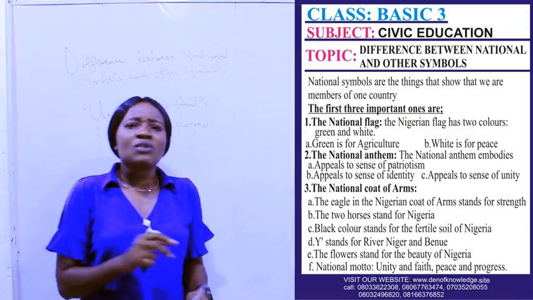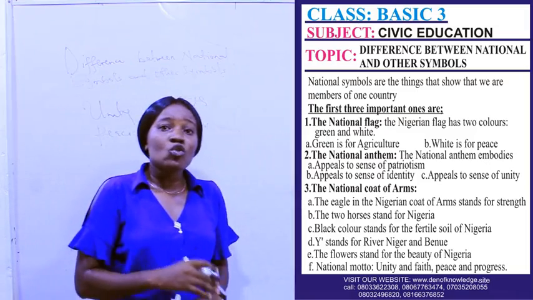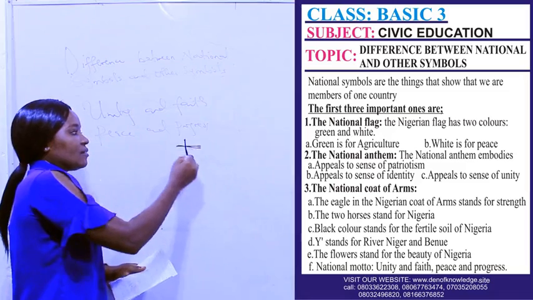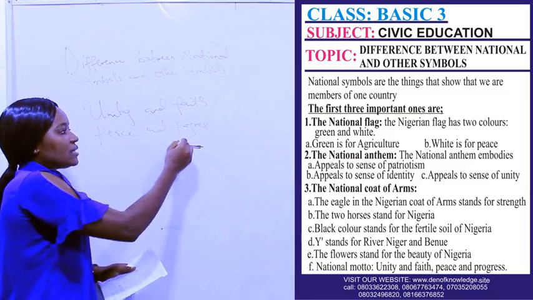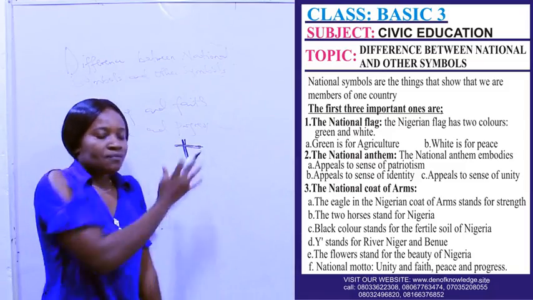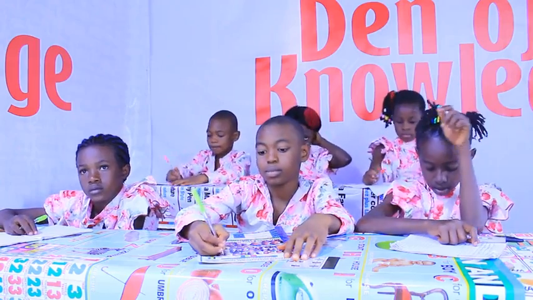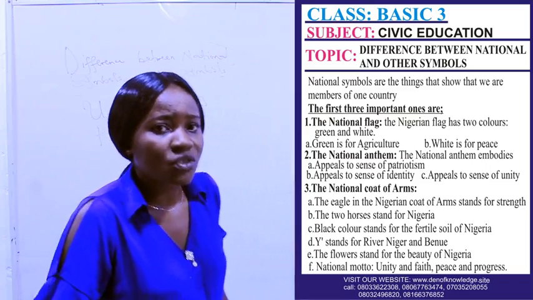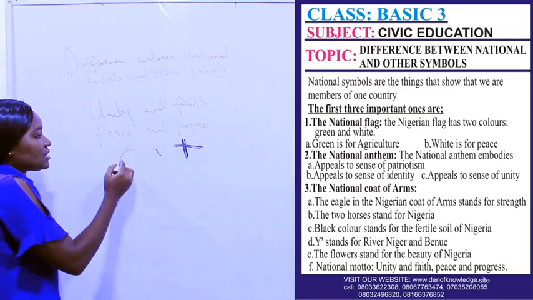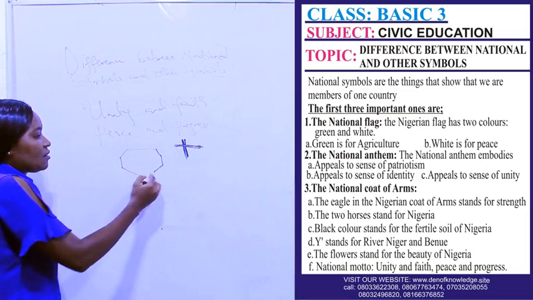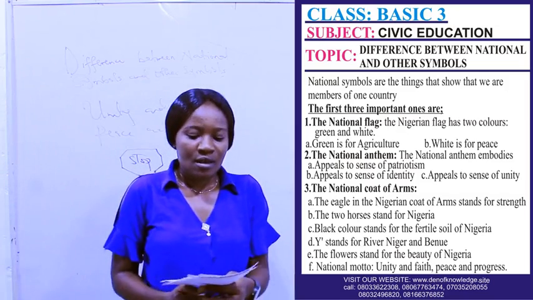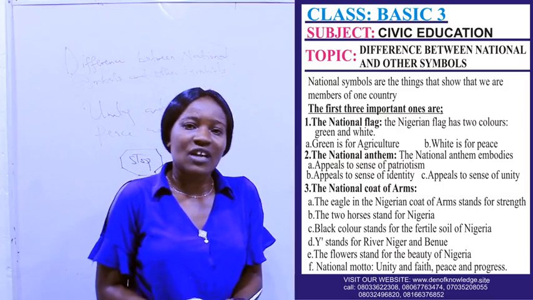Then the next one is the religious symbols. When you go to church, you find a symbol of a cross sign. That symbol shows that the place is a church. We also have symbols of the highway codes. Sometimes you see this particular thing. They will write stop.